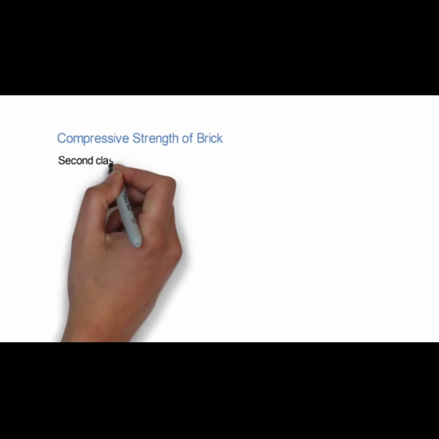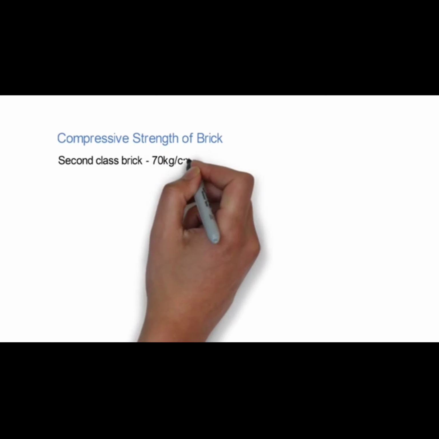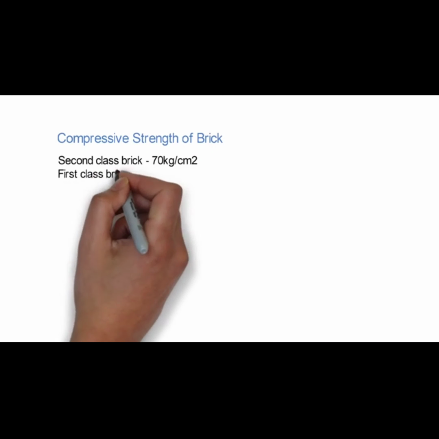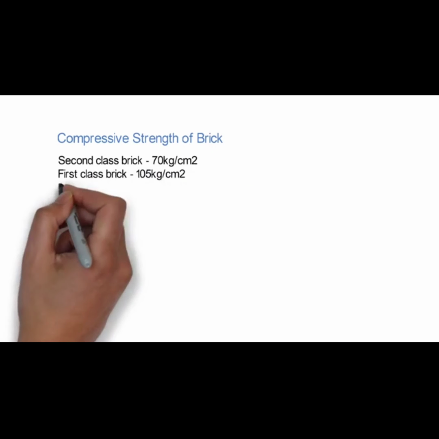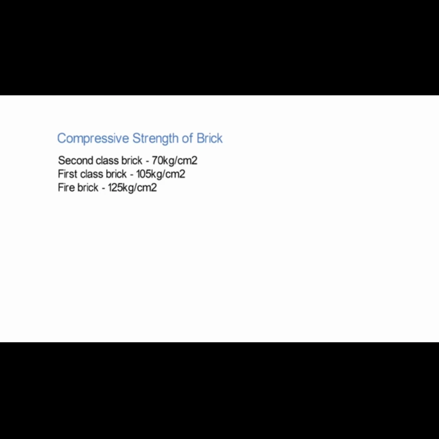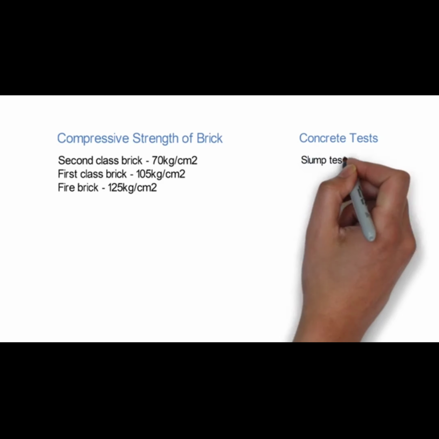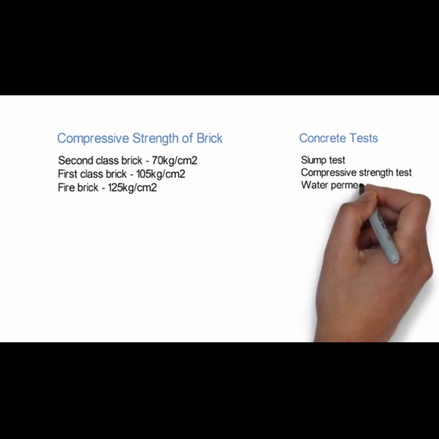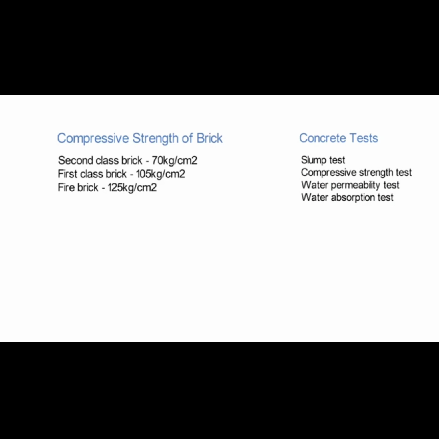Compressive strength of brick. For second class brick, the compressive strength is 70 kg per centimeter square. For first class brick, it is 105 kg per centimeter square. Fire brick, it is 125 kg per centimeter square. Concrete tests: slump test, compressive strength test, water permeability test, water absorption test.